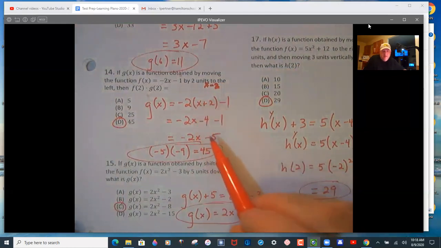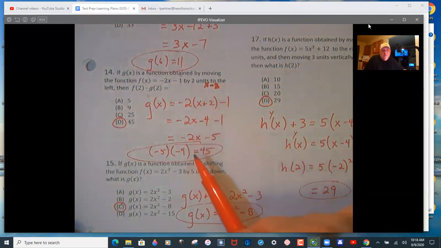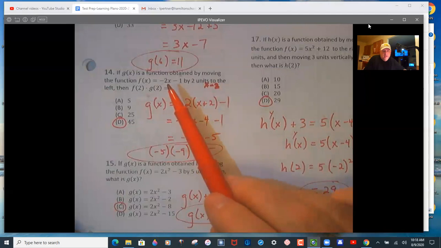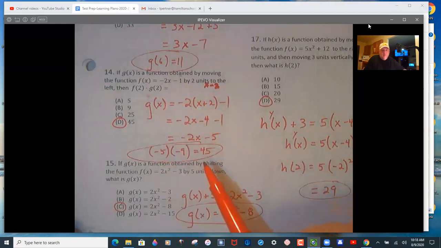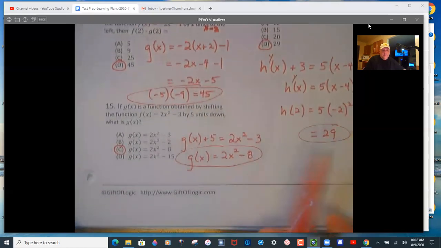And you simplify all of that, run the negative 2 through, and you get negative 2x minus 5. And then from there, you put in 2, you get negative 9. And then 2 to the f function gives you negative 5 up here. A little bit of work on that, holy smokes.